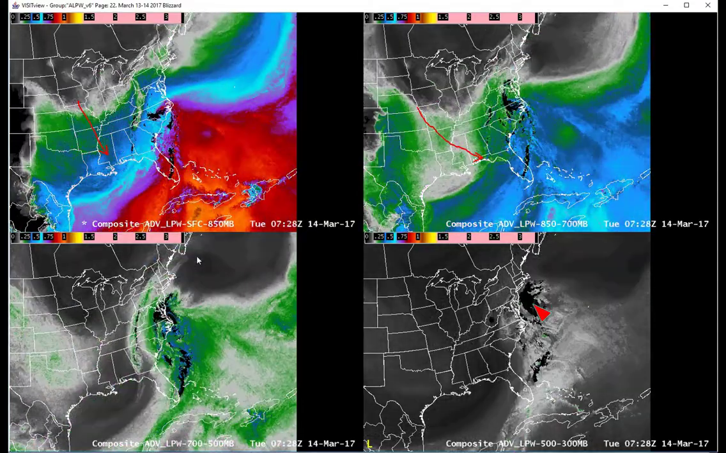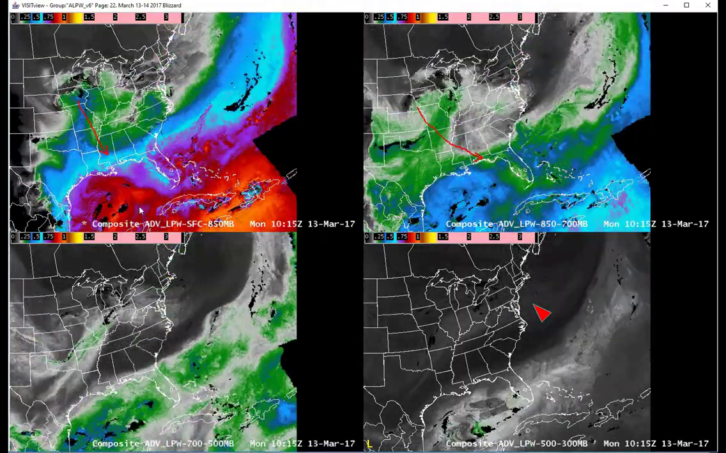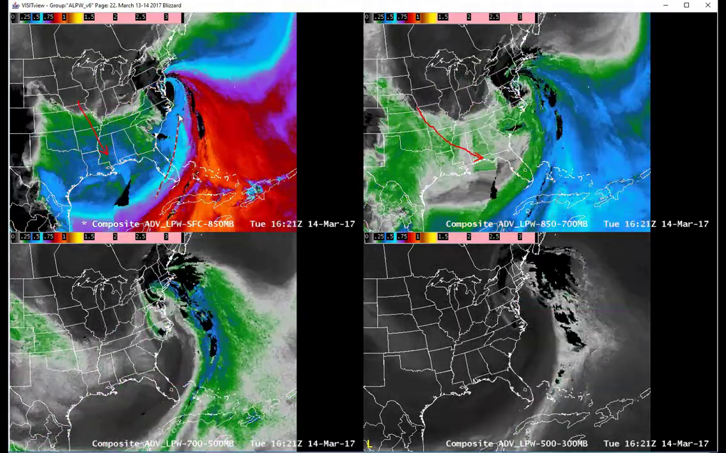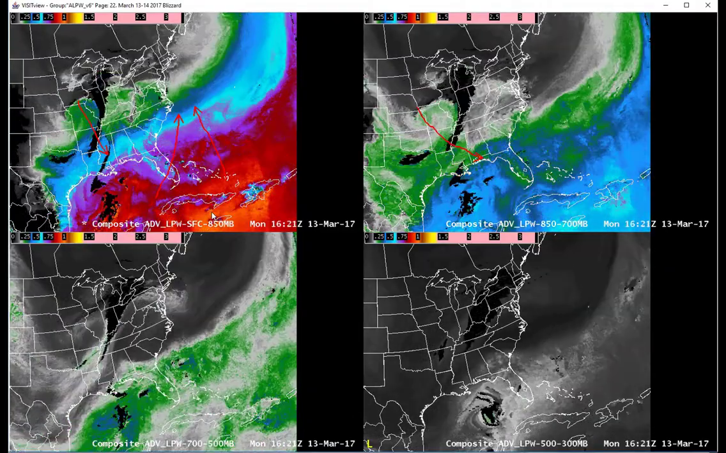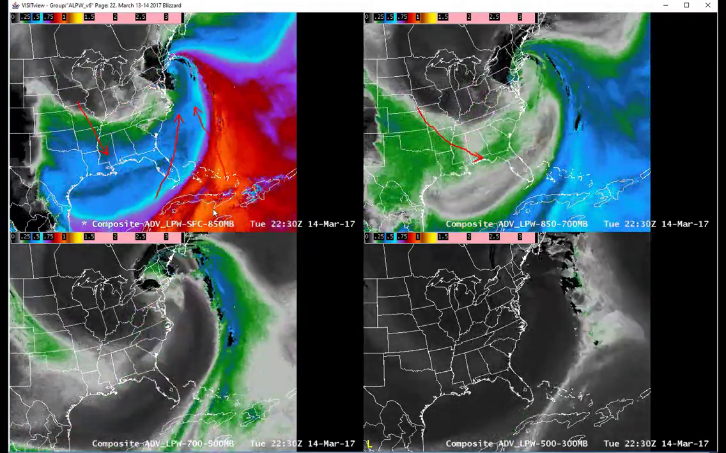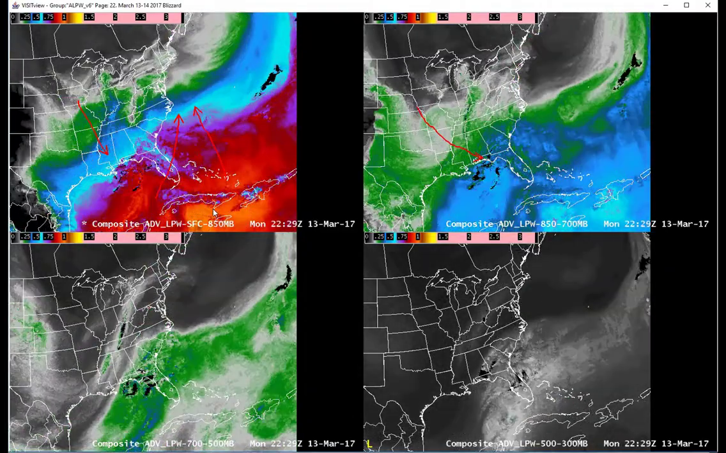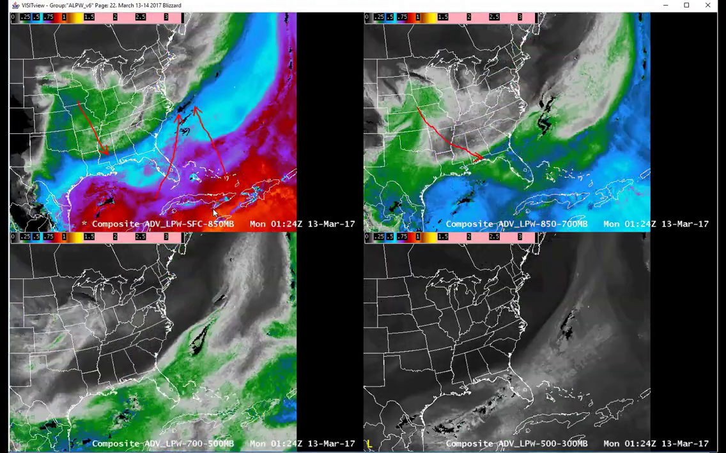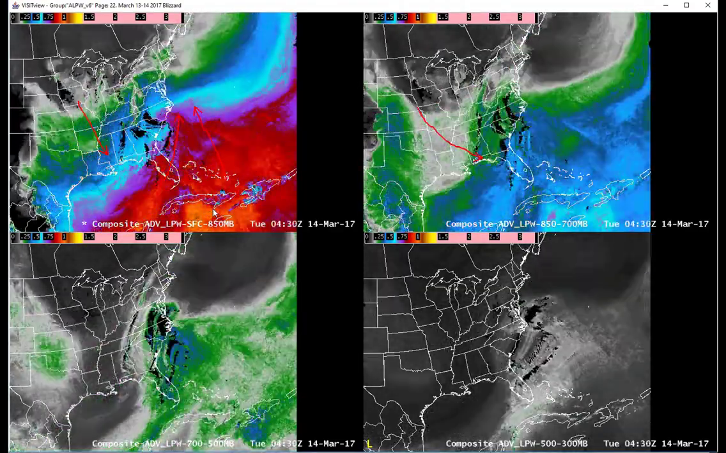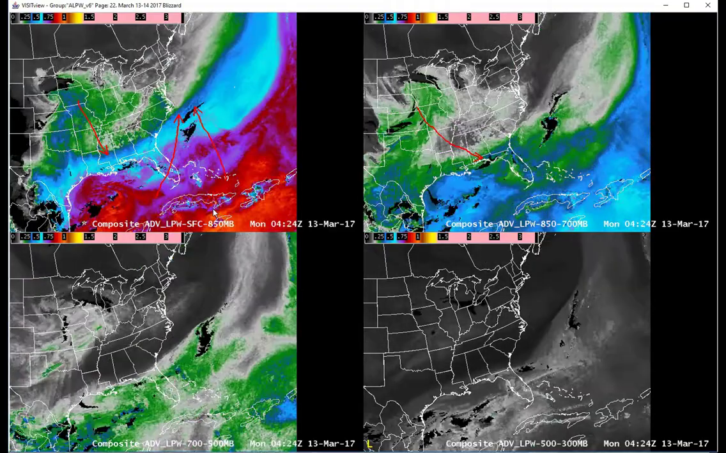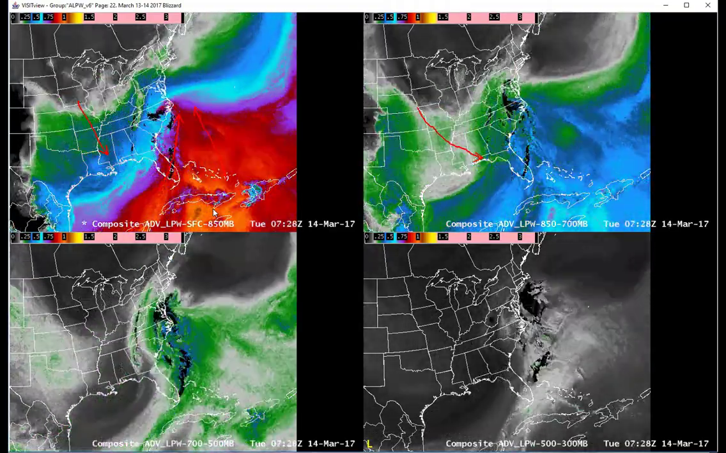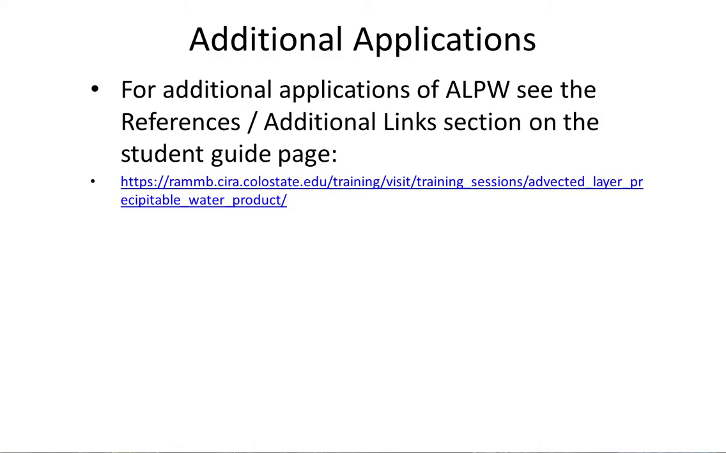So the other thing to note here is, of course, where the moisture plume is coming from for this particular event. And as you gain experience with this product, you'll gain a better understanding of typical magnitudes and areal coverage of moisture at different layers. So when an anomalously extreme event comes along, you'll recognize it right away. For additional applications of ALPW, see the references, additional links section on the student guide page shown here.